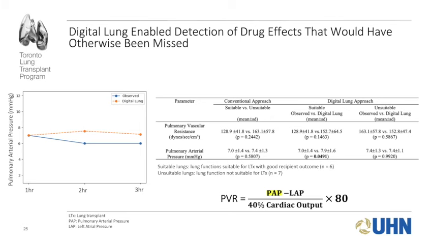And additionally, the figure on the left side is showing one of the suitable lungs. So you can see that the digital lung forecasted pulmonary arterial pressure values, which is in orange, are higher than the observed values. So this is showing that this is indeed in the same direction as what we expected for a case that's been treated with TPA.